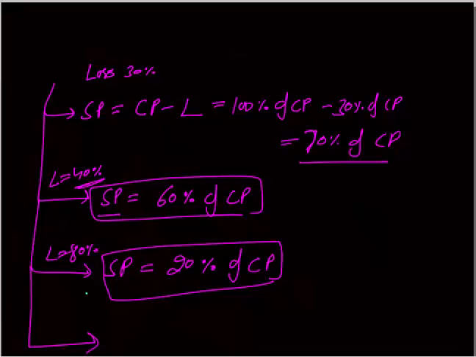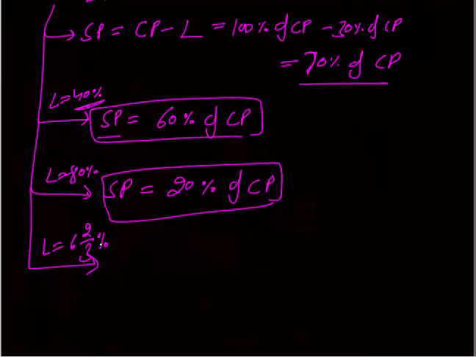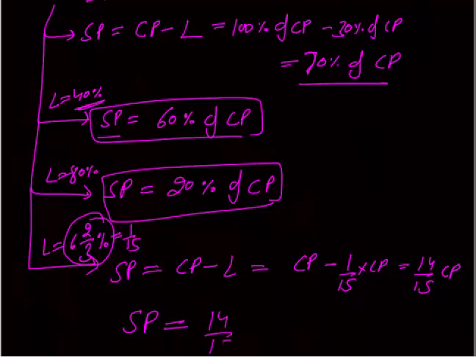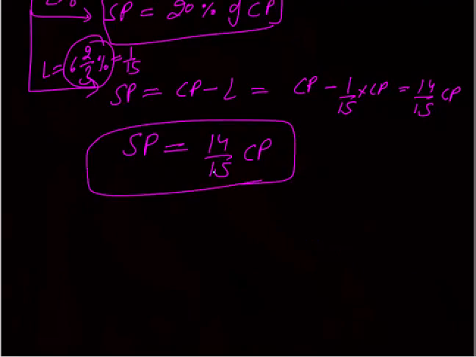Sometimes you have to use the fraction. Let's say loss is 6 2/3%. Now you must know the fraction. This is equal to 1/15. So selling price is equal to cost price minus loss. Loss is 1/15 of the cost price. 6 2/3 is 1/15. So you are selling at 14/15 of cost price. In exam you should write the first equation as, whenever loss is 6 2/3%, your selling price should be 14/15 of cost price, because there is a loss of 1/15 on cost price. So you will sell at 14/15 of cost price.